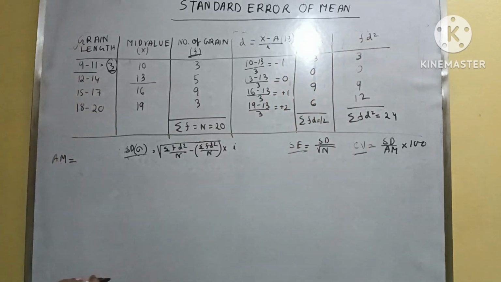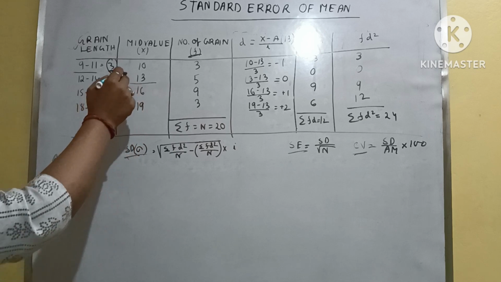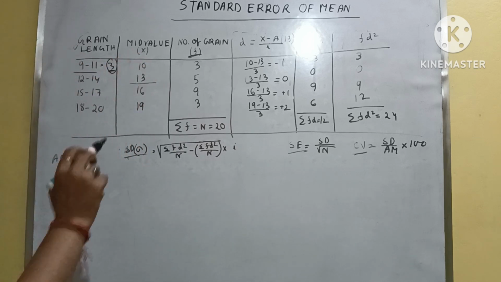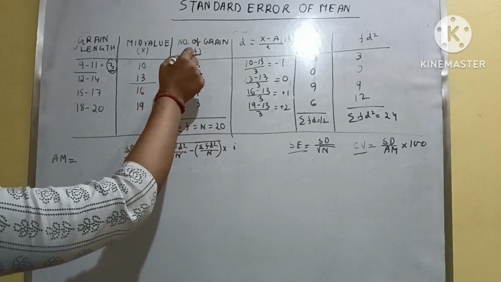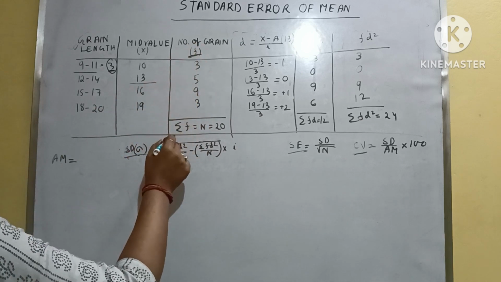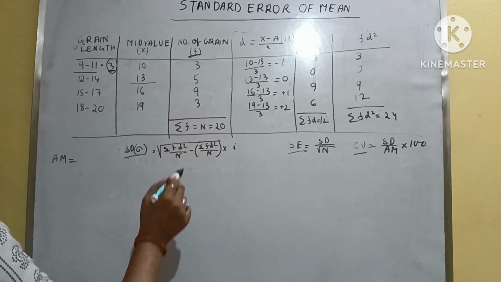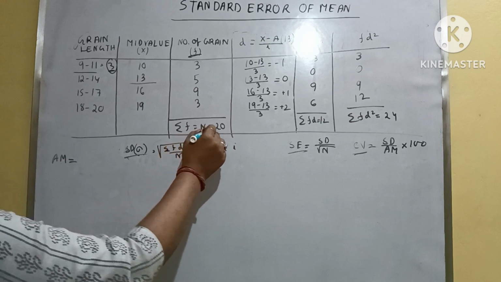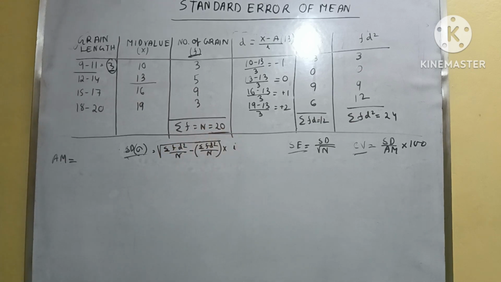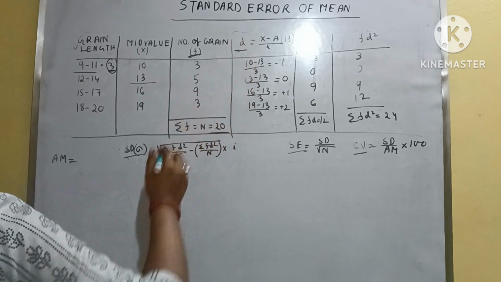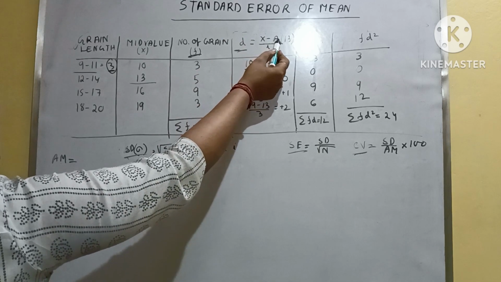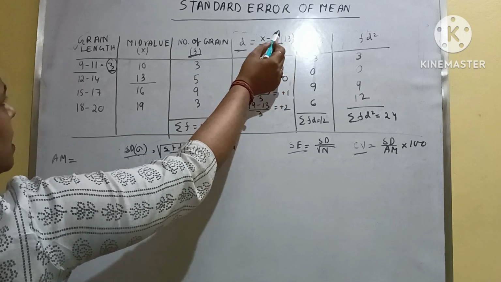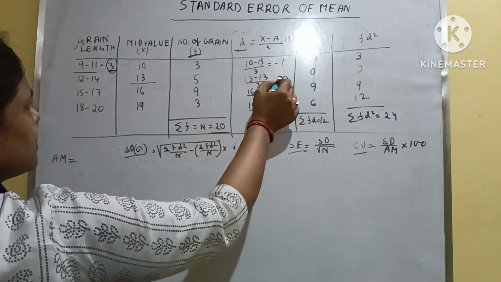Then we have FD, and FD square. How to calculate? Just find the mid values, and after that for F, first we add them and get the summation of F, or N, capital N or small n. This is 20, the sample size. Then we calculate the D value with the formula (x minus A) by I. Here A is 13, so by calculating this we get these values.